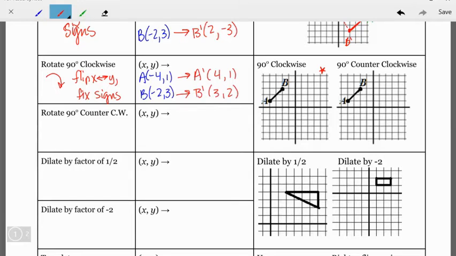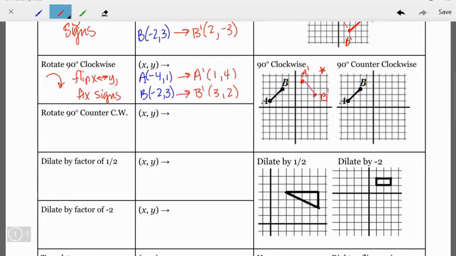Alrighty, let's plot these and see if it looks right. So A prime would be at (4, 1). Excuse me, I didn't flip-flop those, did I? Pardon me. Flip-flop the order. I did it for the B, but I didn't do it for the A. So flip-flop for the A: (1, 4). Here's my A prime. B prime is now at (3, 2).